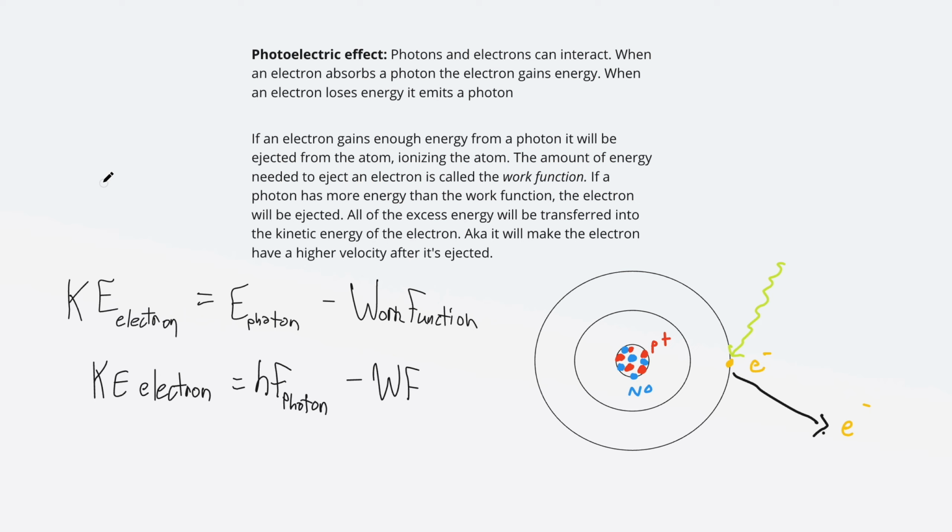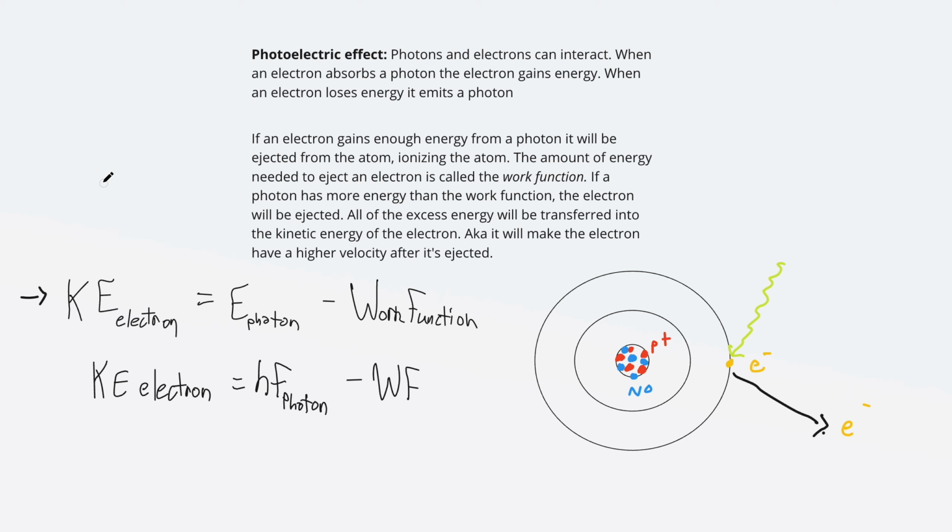The minimum amount of energy required to do this is called the work function. The work function is a measurement of energy, and if a photon has more energy than the work function and strikes an electron, then that electron will get ejected from the atom. If that photon had more energy than the work function, then the excess energy will go into the kinetic energy of the electron. And that is where we get this first equation right here. The kinetic energy of the electron equals the energy of the photon that struck it minus the work function.